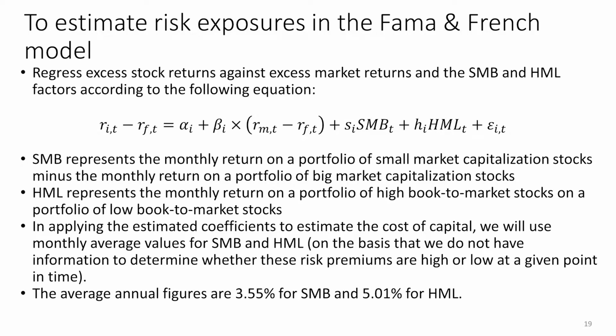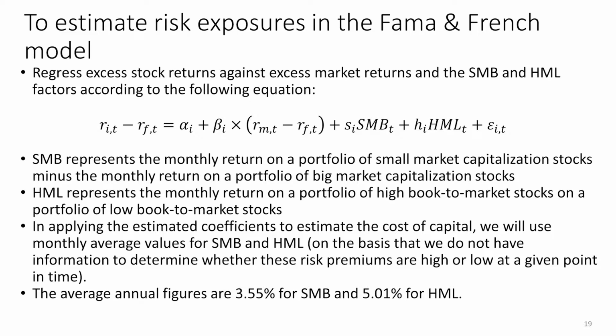If we repeat the analysis using the Fama and French model, we have markedly different cost of equity estimates in some instances. To extend the analysis to the Fama and French model, we need to make a couple of different assumptions. We need an estimate of SMB and HML, which are analogous to our estimate for the market risk premium of 5.64%. For the purpose of the exercise, we will use monthly average figures for SMB and HML on the basis that we do not have information to inform us as to whether SMB or HML is above or below average at any given time.